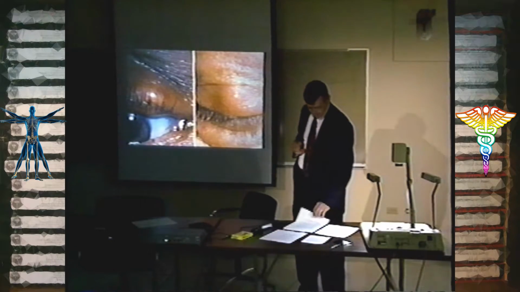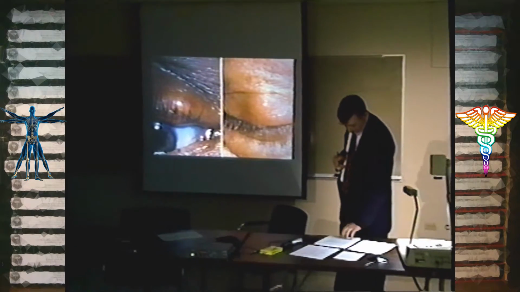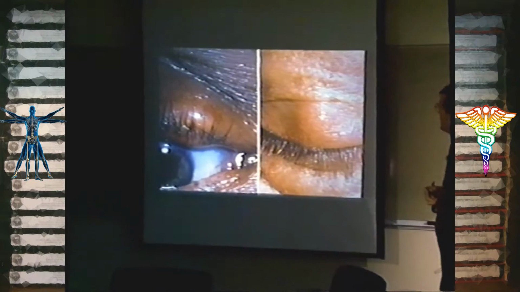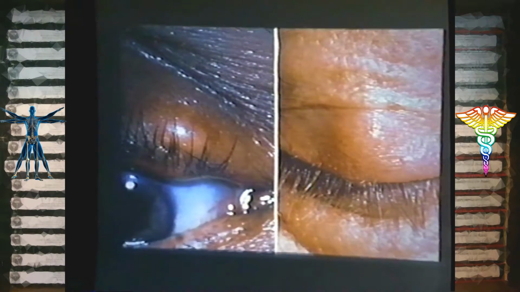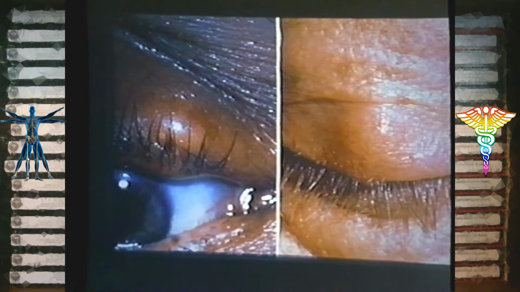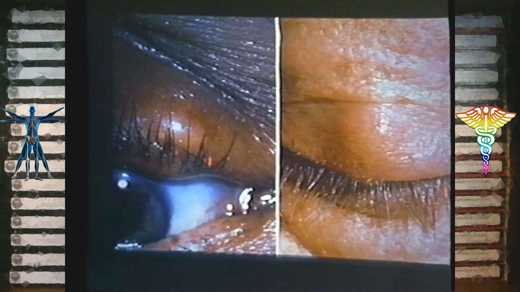Now we'll start with the lids and go through. The lids serve a very important function. They sweep foreign bodies from the eye. Most importantly, they contain the glands that make up the tear film.